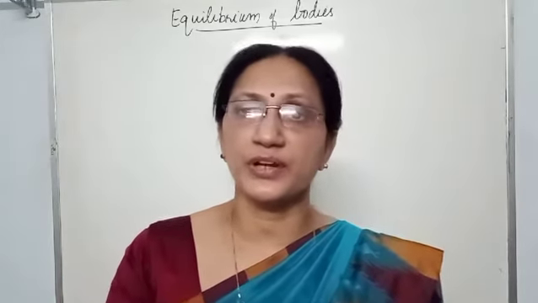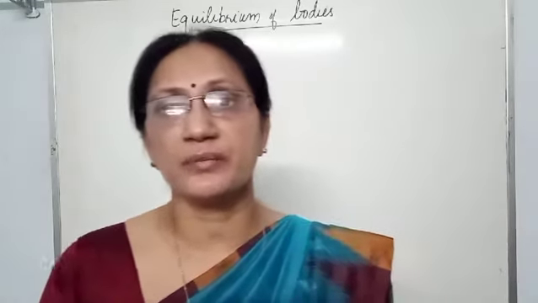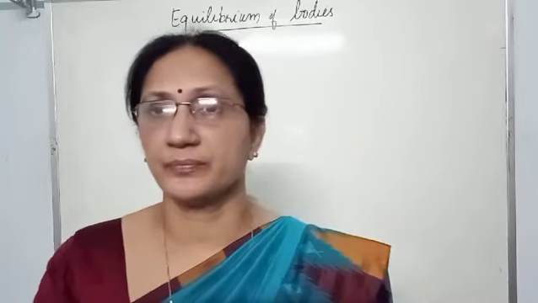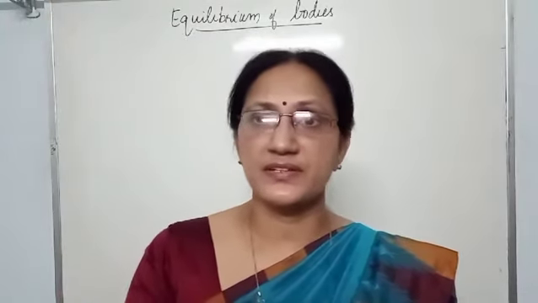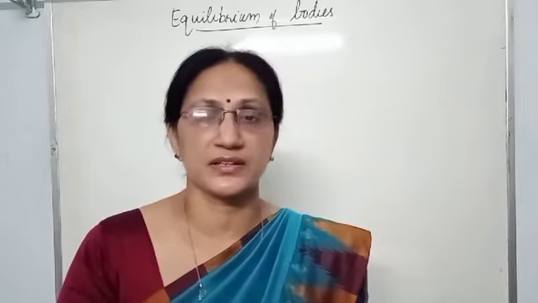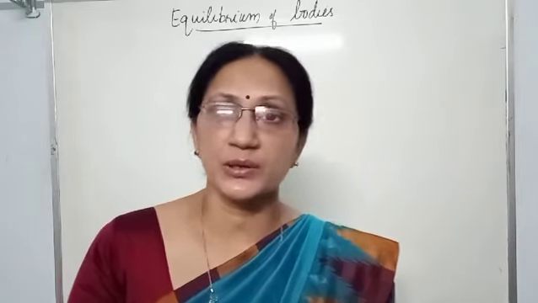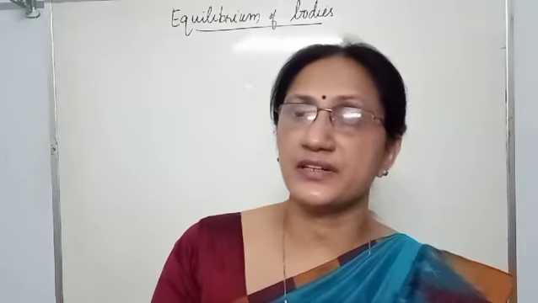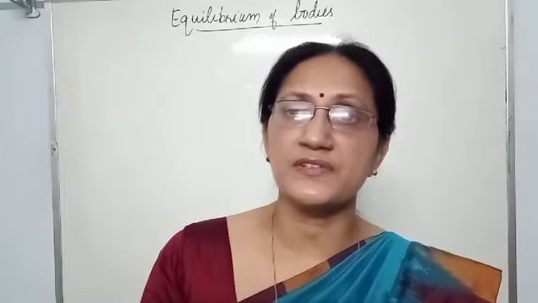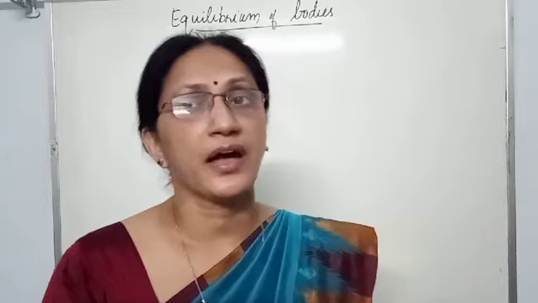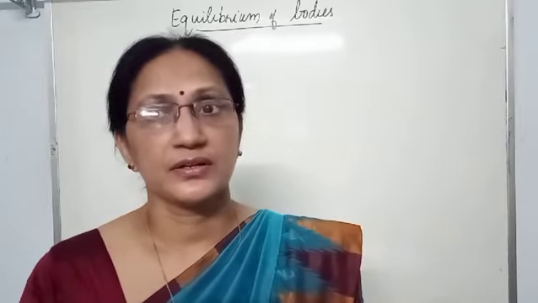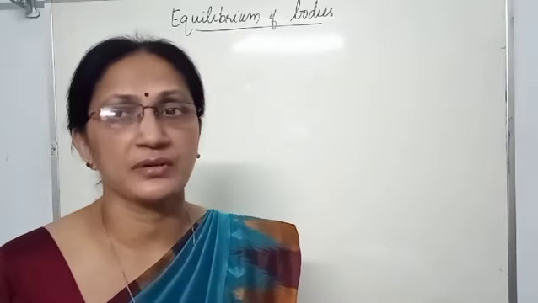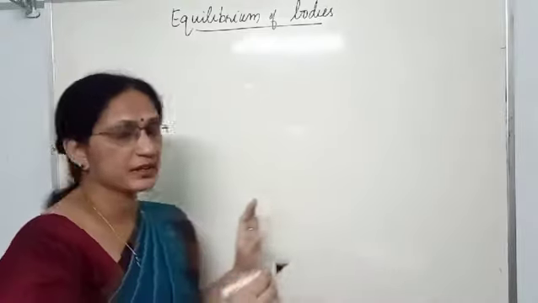Equilibrium is of two types: static equilibrium and dynamic equilibrium. The word static means rest, stationary. So static equilibrium means a body at rest continues in the same state of rest even though a number of forces are acting on it. Let us see some example. A book kept on the table.